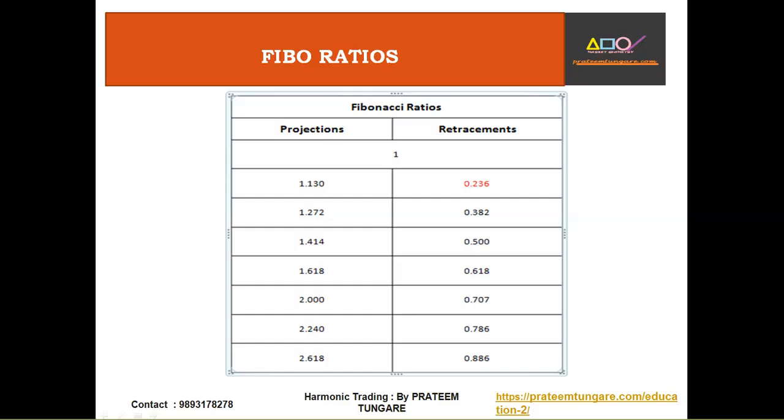Before moving to the charts, let's have a look at these Fibonacci ratios. The ratios less than 1 are 0.236, 0.382, 0.50, 0.618, 0.707, 0.786, and 0.886. Greater than 1: 1.13, 1.272, 1.414, 1.618, 2, 2.4, and 2.61. So these are the basic Fibonacci ratios. Now we will see a little bit of the importance of these ratios.